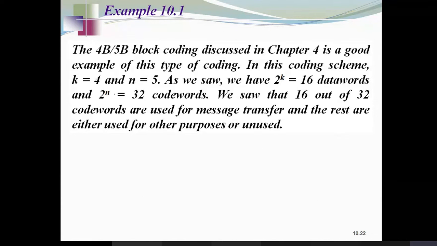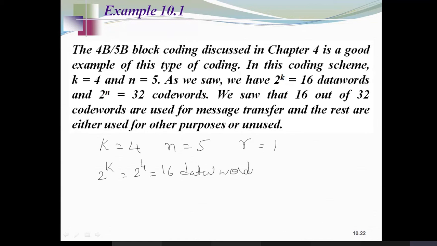Here is an example of block coding. Here k is equal to 4 and n is equal to 5. That means how many extra bits did you add here? What is r? r is equal to 1. Now 2 power k is 2 power 4, so you get 16 data words. For n, 2 power n is 2 power 5, which is equal to 32. So you are going to get 32 code words.